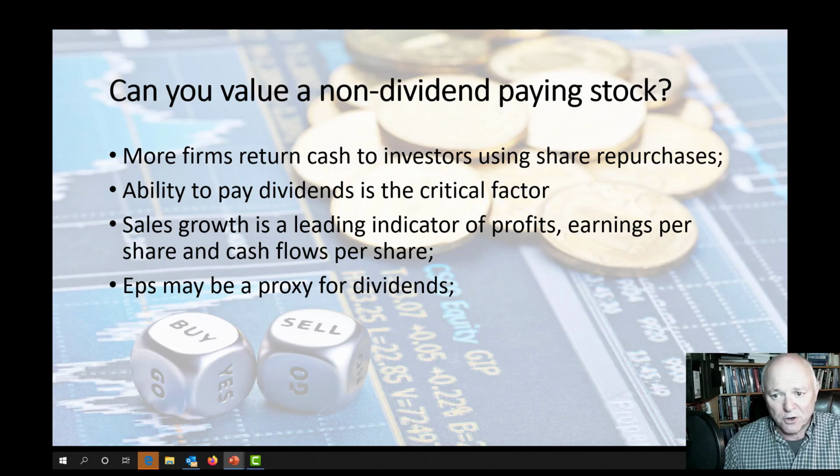Companies are increasingly using share repurchases to return money to their investors. But it's not the actual dividend that counts then, it's the ability to pay the dividend. That's the critical factor. Sales growth leads to profit, profits lead to earnings per share, which lead to cash flow per share, which eventually can be used as dividends. For that reason, instead of using the predicted dividend for each year in these models, we could substitute earnings per share instead. It doesn't work perfectly.